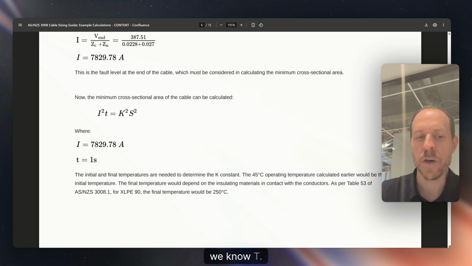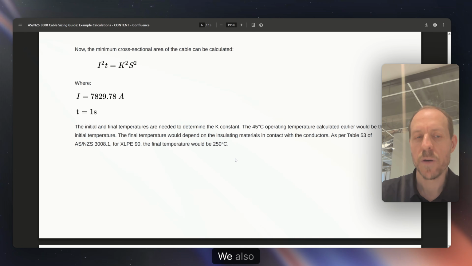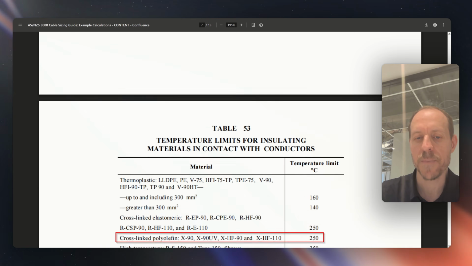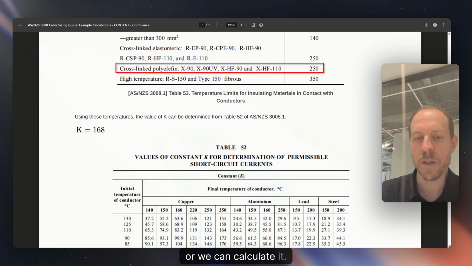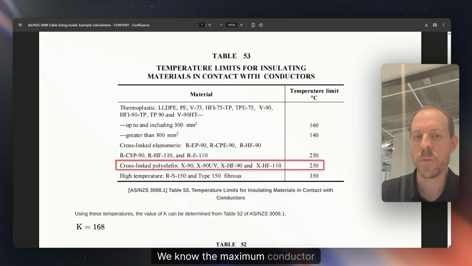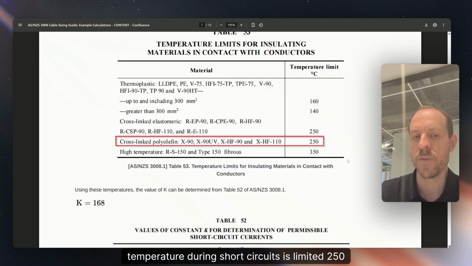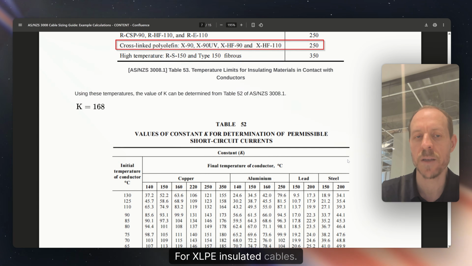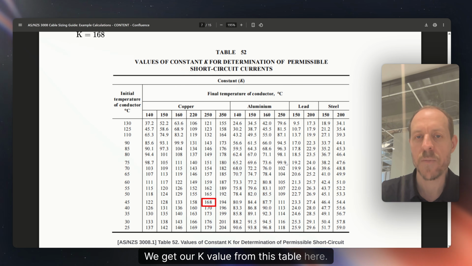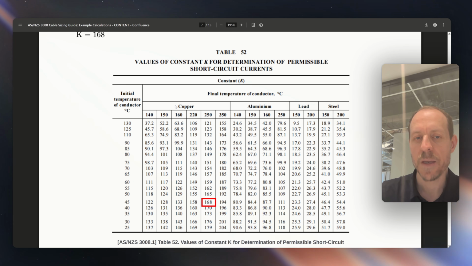We know I, we know T. We can either use a lookup table for K, or we can calculate it. In this case, we know the maximum conductor temperature during short circuits is limited to 250 degrees for XLP insulated cables. We get our K value from this table here, table 52.